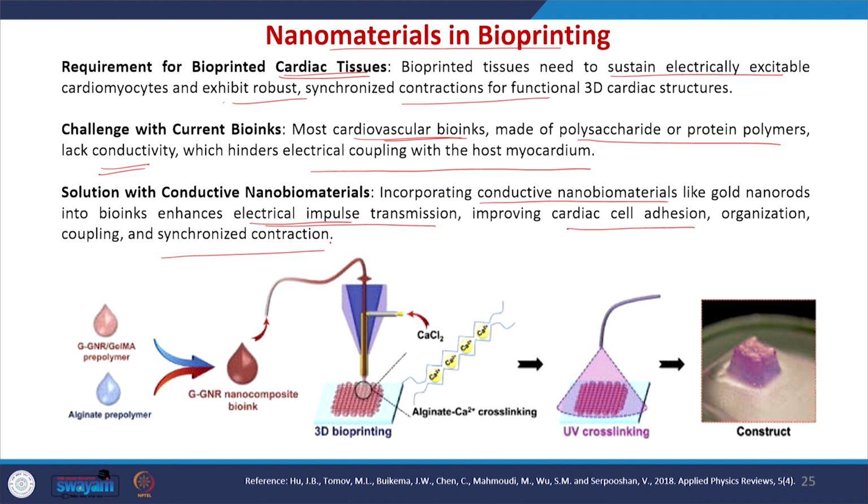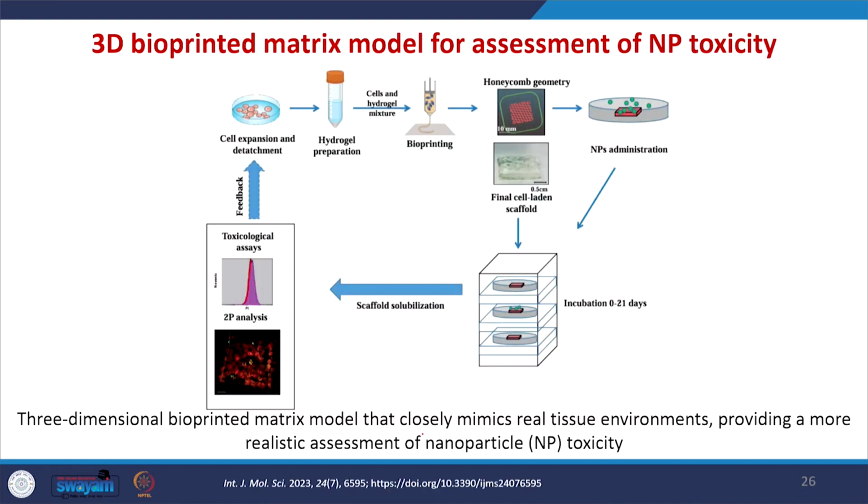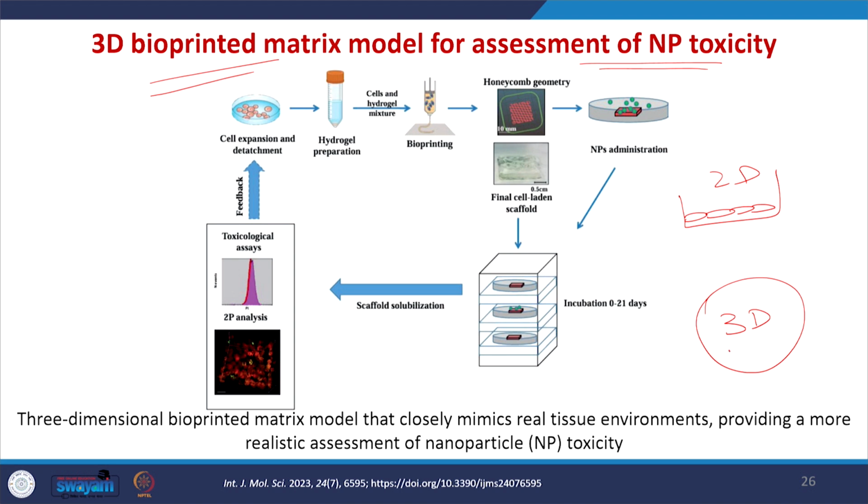It will also provide synchronized contraction. As I told earlier, we can also use the 3D printed matrix model for assessment of nanoparticle toxicity. When compared to a two-dimensional cell culture plate, we can use this 3D printed three-dimensional tissue for understanding the toxicity of nanomaterials, because this three-dimensional bioprinted matrix model closely mimics the real tissue environment, and it will provide a more realistic assessment of nanoparticle toxicity.